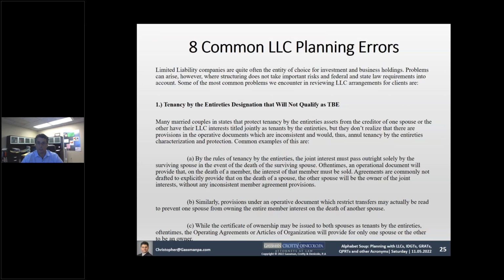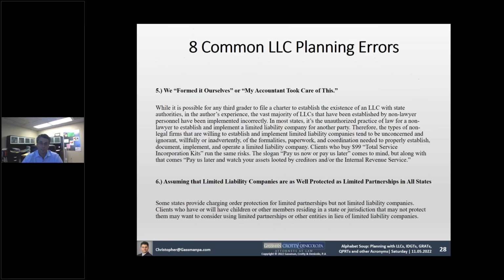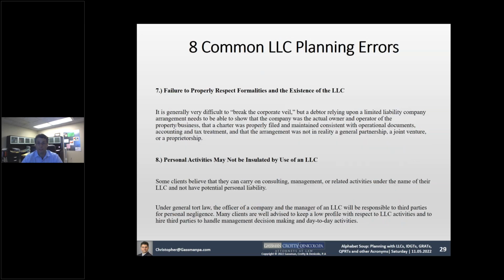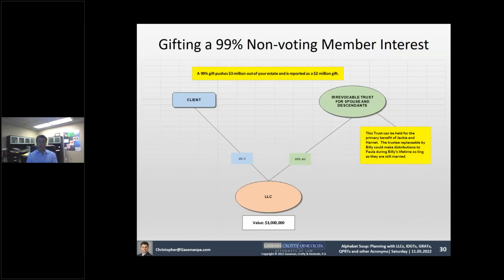So I'm going to skip down to LLCs we talked about. Here are 8 common LLC planning errors. I think these are very important to understand and look at if you have clients planning with LLCs, to make sure that LLCs are appropriately structured. And as I mentioned, using an LLC in a wealth transfer technique can be very beneficial.